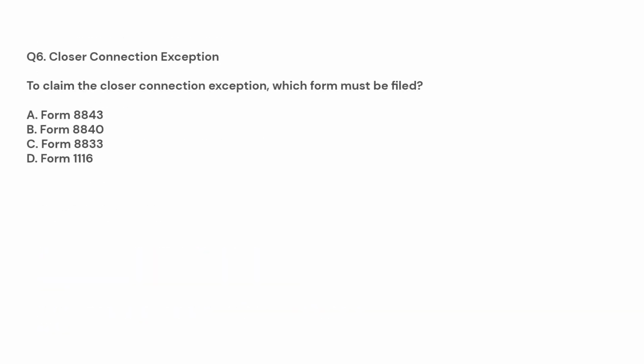Question number 6. Closer connection exception. To claim the closer connection exception, which form must be filed? Option A, Form 8843. Option B, Form 8840. Option C, Form 8833. Option D, Form 1116. Correct answer is option B, Form 8840.